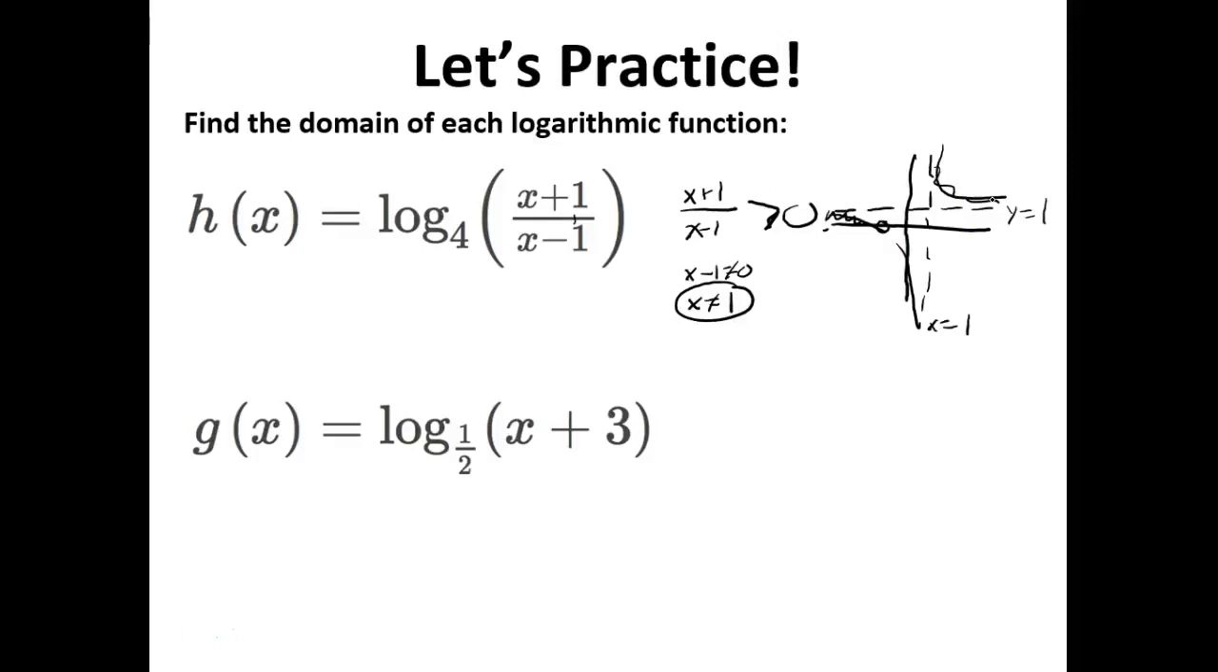So this here is greater than 0 from negative infinity up to here, which is negative 1, or from 1, it has to be greater than 1, up to positive infinity, like that.